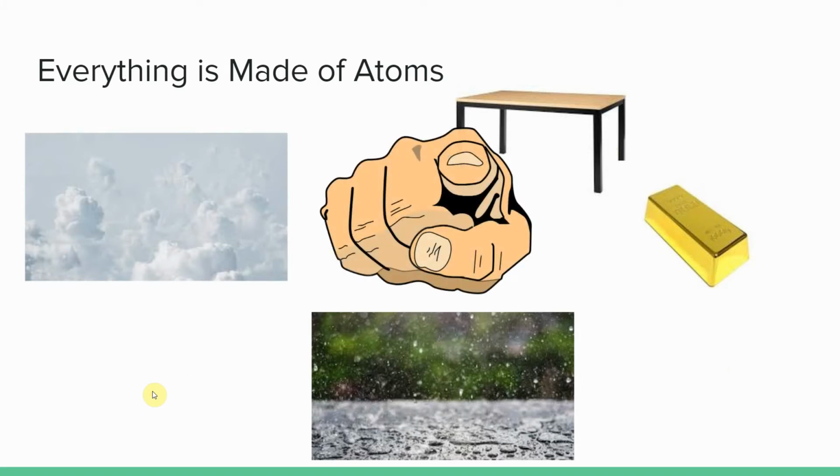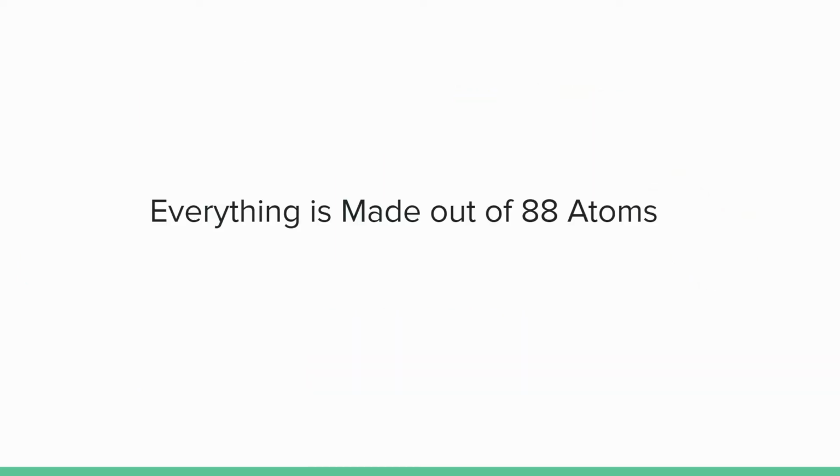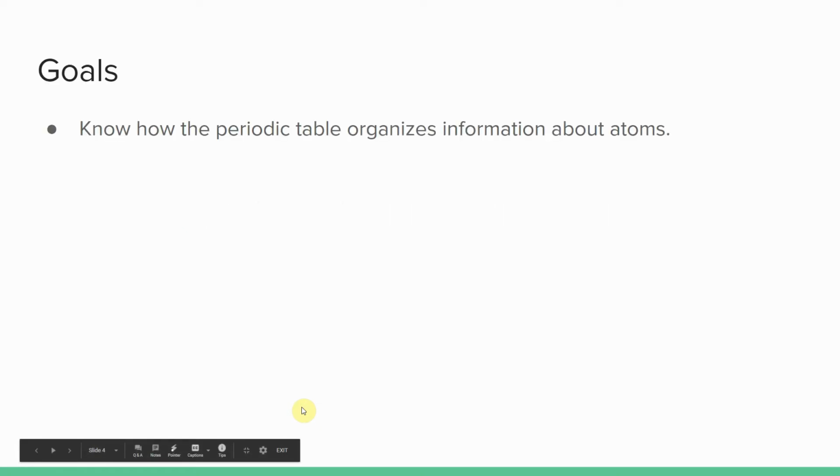So if you know something about atoms, we want to do a little check to see what you already know. Like for instance, did you know this little fact, that everything in the world is made out of just 88 types of atoms? Now a lot of times people are like, hold on just a minute, I know something about atoms, and I've seen a periodic table. Can that possibly be true? Well, we're going to look into that today.